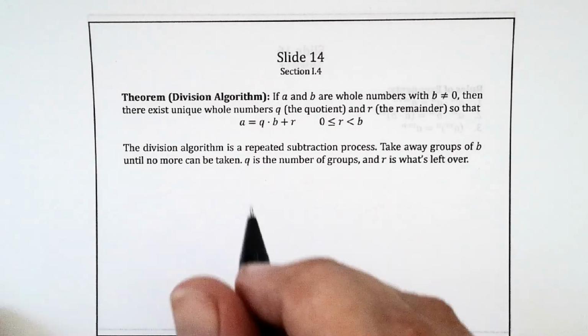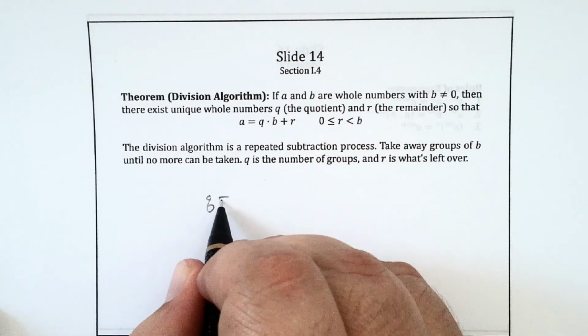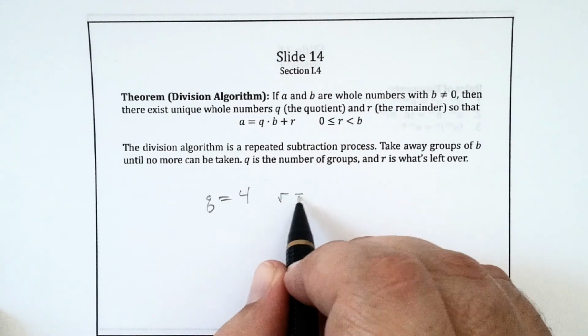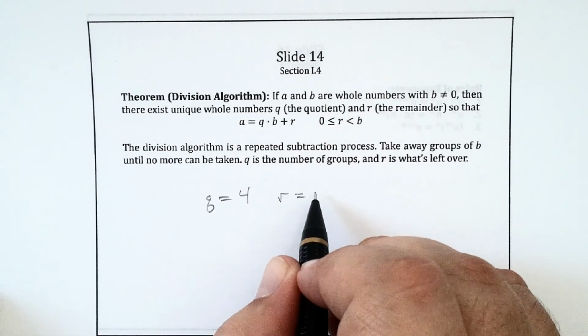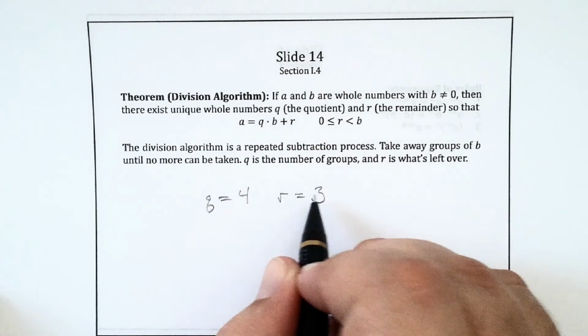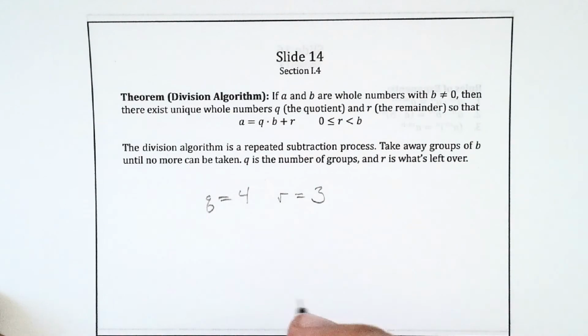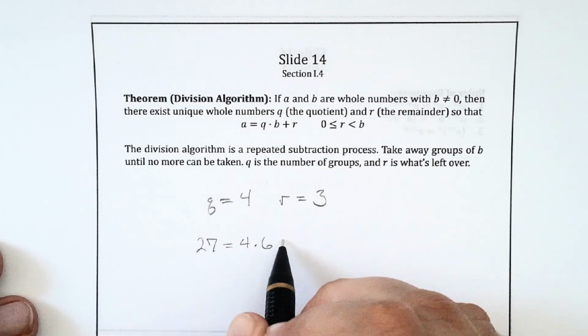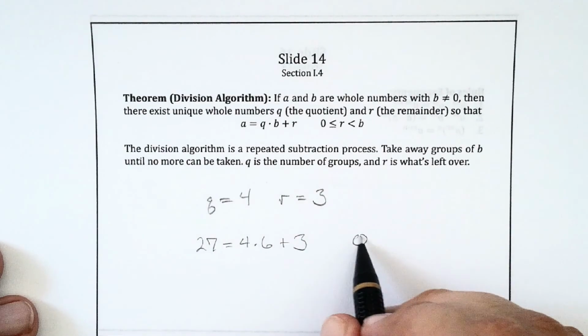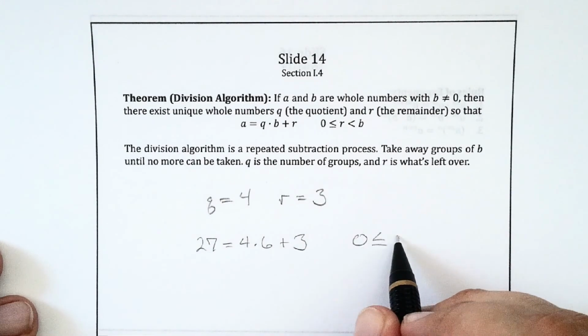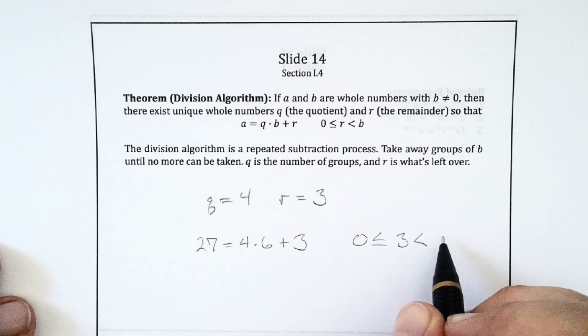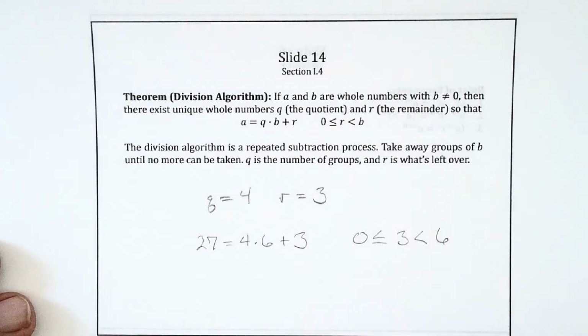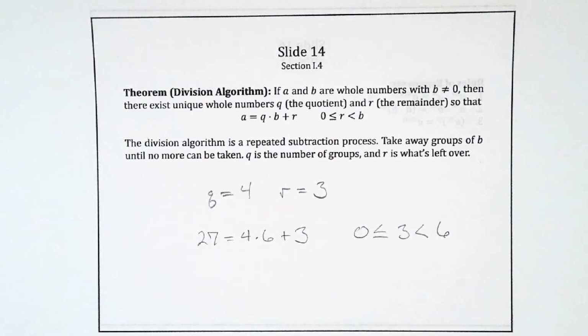From our example up above, Q was 4 and R was 3, because there's 3 left over. And we can verify that 27 is 4 times 6 plus 3, where 0 is less than or equal to 3 is less than 6. 27 is 4 groups of 6 plus 3.